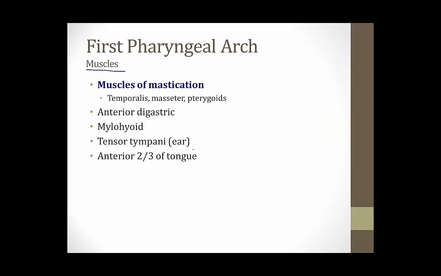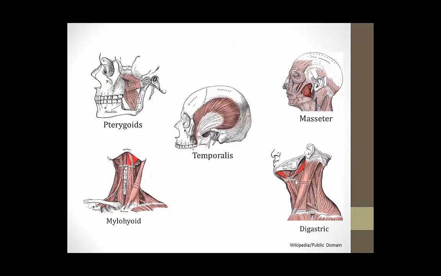The muscles of the first arch are muscles that are located near the jaw. That should make sense to you since this arch forms the mandible. So these include the muscles of mastication, the temporalis, the masseter, and the pterygoids, also the anterior digastric, the mylohyoid. This arch also forms the tensor tympani muscle in the ear, and it also forms the anterior 2/3 of the tongue. And these are some of the muscles that derive from the first arch.